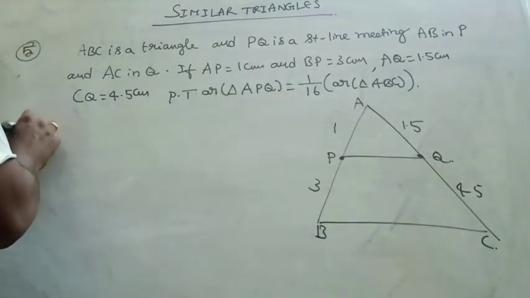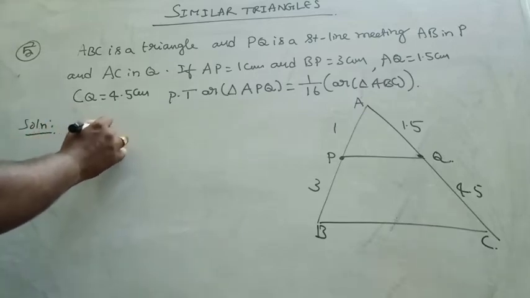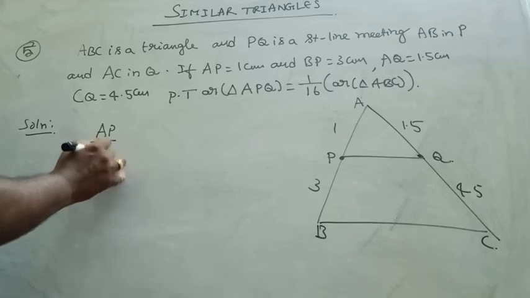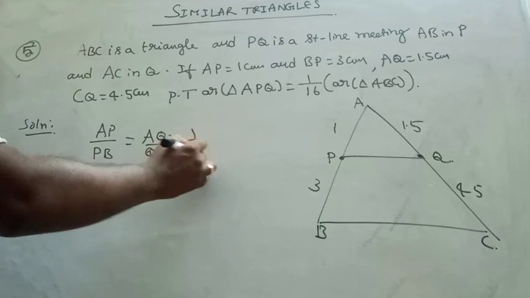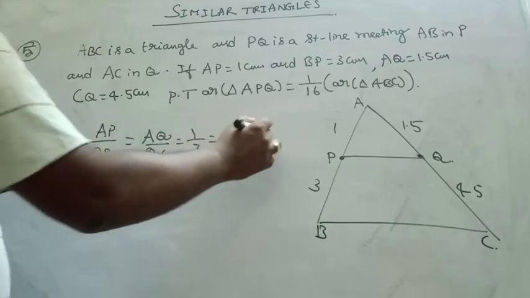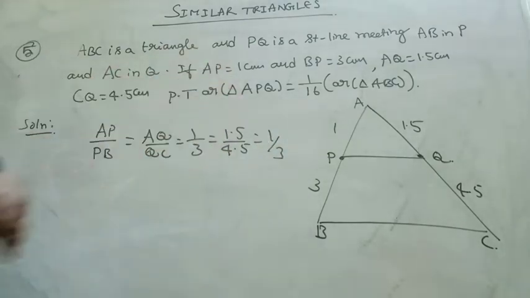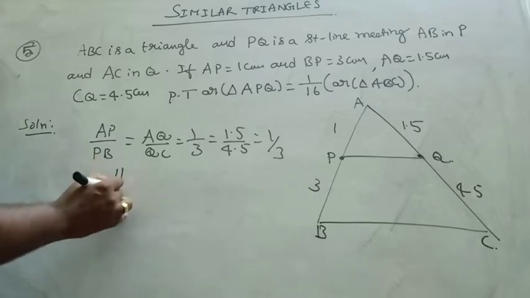Okay, my dear students, very nicely here. What we can say is that in this triangle AP by PB is equal to AQ by QC, that is nothing but 1 by 3, because that is 1.5 by 4.5, that is equal to 1 by 3. By the converse of basic proportionality theorem, in a triangle, if a line is dividing two sides in the same ratio, then it will be parallel to the third side. That means we have got, my dear students, PQ is parallel to BC.